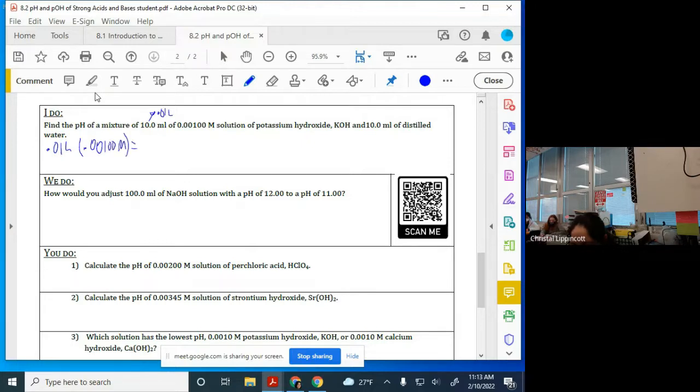That's going to give us the moles of KOH. That ends up being 1 times 10 to the minus 5. Then we're going to divide it by the new volume. So 10 plus 10 is 20, so that's 0.02 liters. That's going to give us a molarity of 5 times 10 to the negative 4.